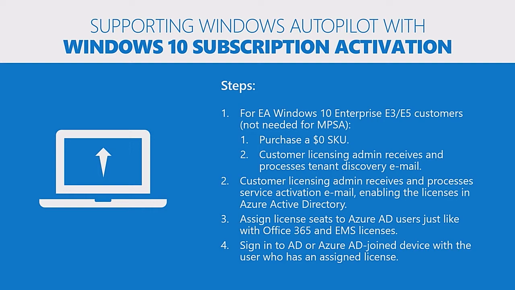So if you're used to doing this already for Office 365 or Azure Active Directory or really any of the EMS products, it's exactly the same process. You can go into the Azure portal or into the Office 365 portal and assign this Windows 10 Enterprise E3 license to as many users as you want, up to your license limit based on the number of $0 SKUs that you purchased.